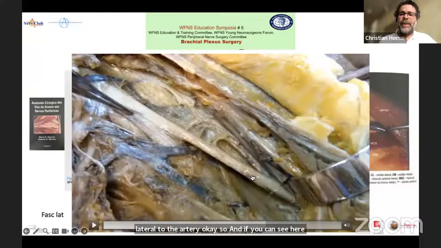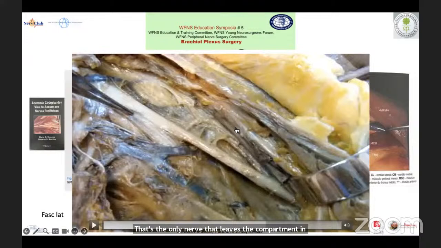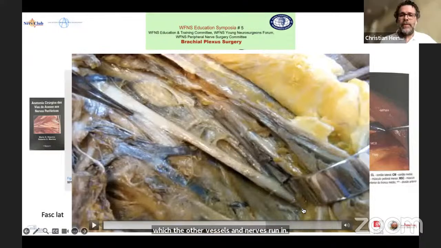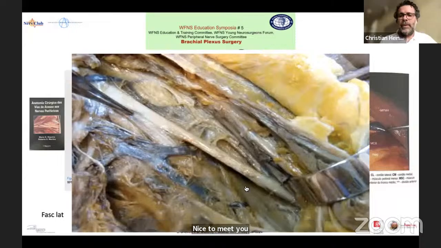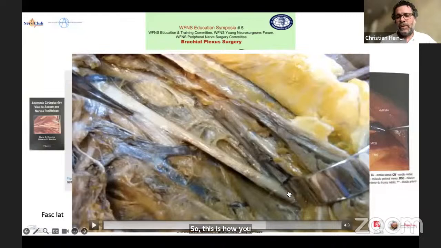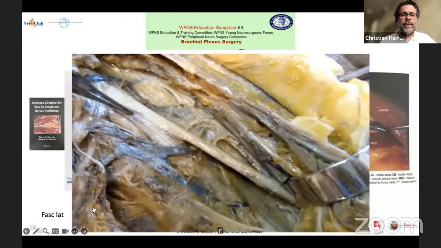That's the only nerve that leaves the compartment in which the other vessels and nerves run, and it enters the coracobrachial muscle, as you can see here. So this is how you identify the MCN. It's entering the muscle, and then you know it's the MCN. Okay, keep that in mind. It will help you a lot to identify the nerve.